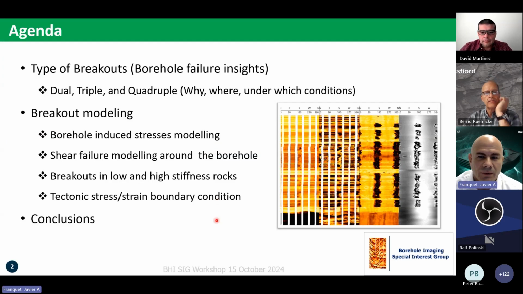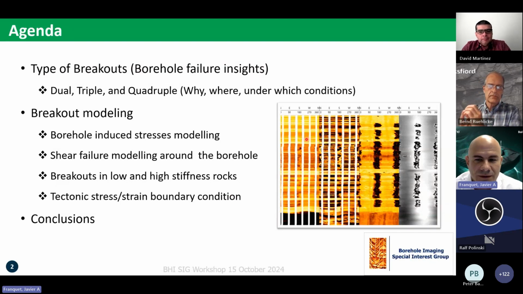So today I will be talking about dual, triple, and quadruple breakouts, where and why these things happen. More importantly, I will talk about how to model these breakouts, how to use different failure modeling, essentially changing the boundary condition, the tectonics, and see how we can reproduce those borehole failure evidences that you can see very clearly in this image.